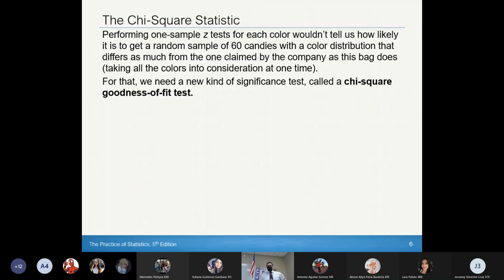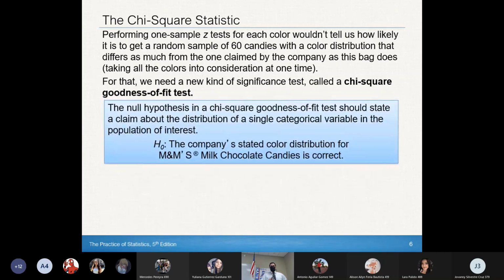Performing one sample z-tests for each color wouldn't tell us how likely it is to get a random sample of 60 candies with a color distribution that differs as much from the one claimed by the company as this bag does, taking all the colors into consideration at one time. For that, we need a new kind of significance test called the chi-square goodness of fit test.